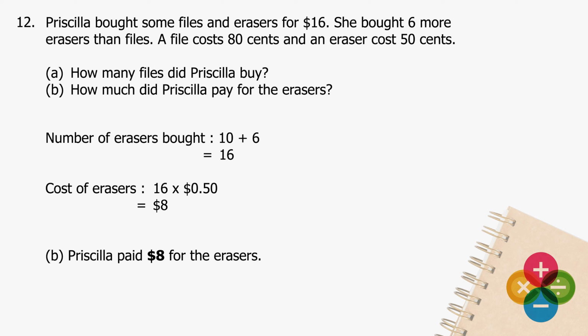The number of erasers bought will be, add 10 to 6, and the sum is 16. The cost of the erasers will be, multiply 16 by 50 cents, and the product is $8. B. Priscilla paid $8 for the erasers.